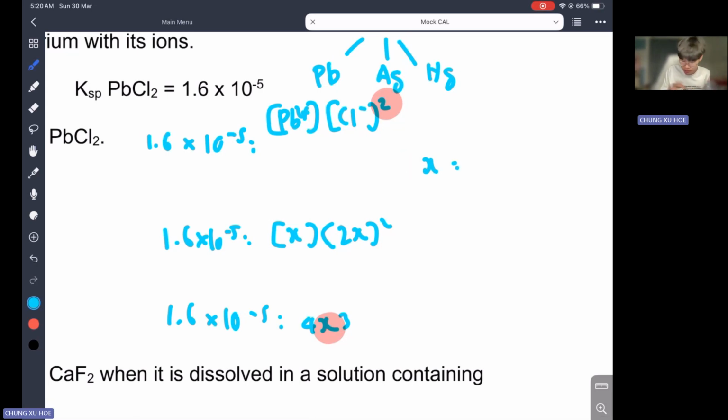So I'll just directly find out. So first, you divide by 4 first, 1.6 times 10 to the negative 5. You don't cube root first, because if you cube root and then divide by 4, the value is going to be totally changed. Divide by 4 first, and then cube root your answer.